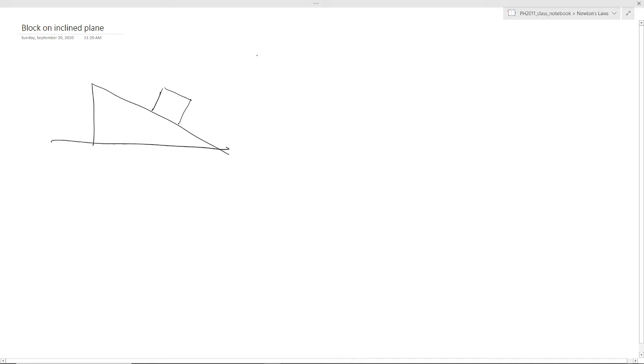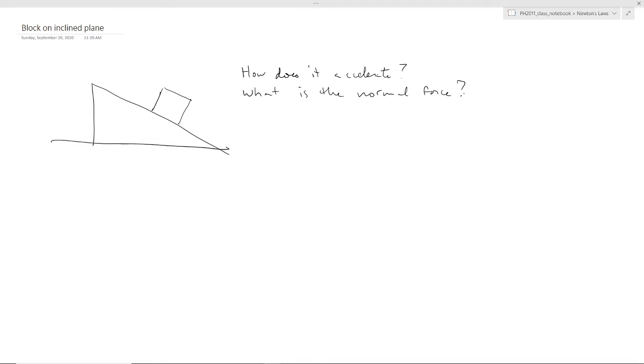And basically, we want to know how does it accelerate, and what is the normal force. And for this example, we're going to assume that it's frictionless, although we will work with adding friction to this later. But for now, I'll put here, for now, no friction.